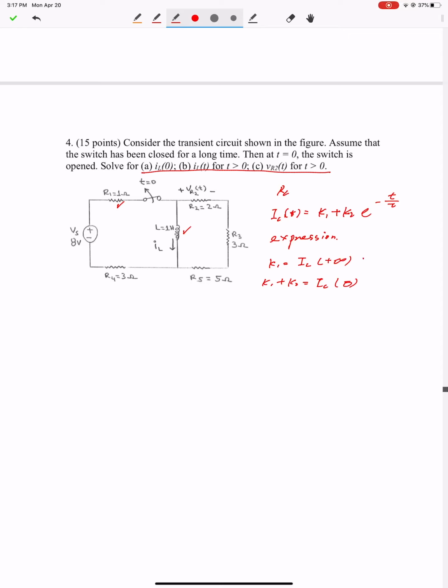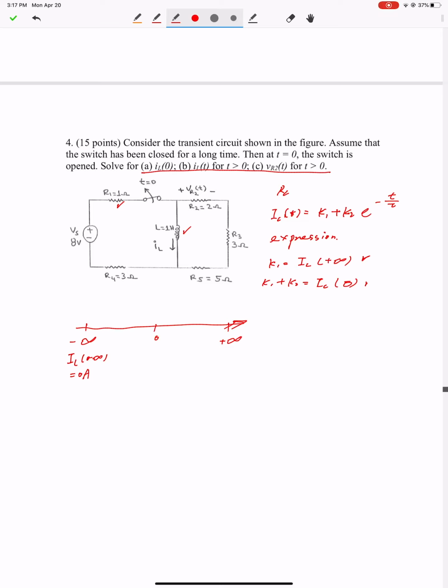To find IL at positive infinity and IL at 0, we need to draw the time axis, right? We're starting from minus infinity and ending at positive infinity. At minus infinity, the circuit is initially built, so IL at minus infinity should be 0 amp.